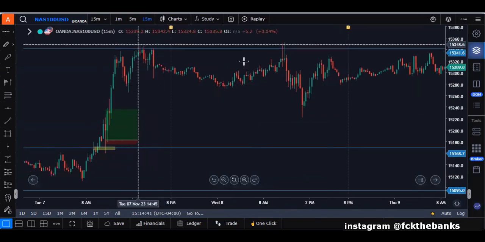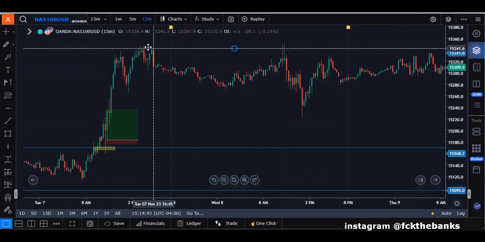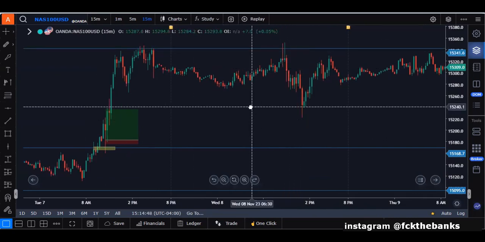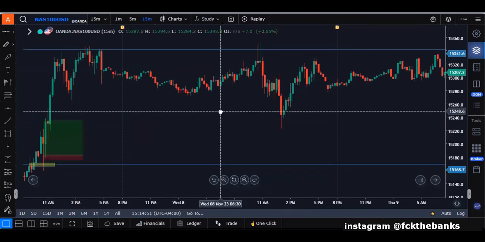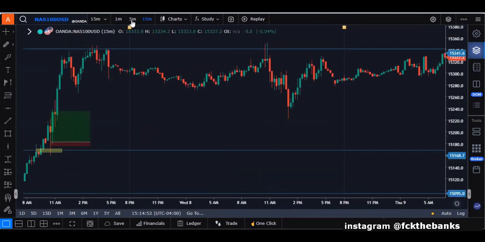This was the previous day high. And as you can see, price made this manipulation or fake out. Pretty nice liquidity grab, and it started to drop. Okay, so let's go into a lower time frame and let me show you how I execute it.